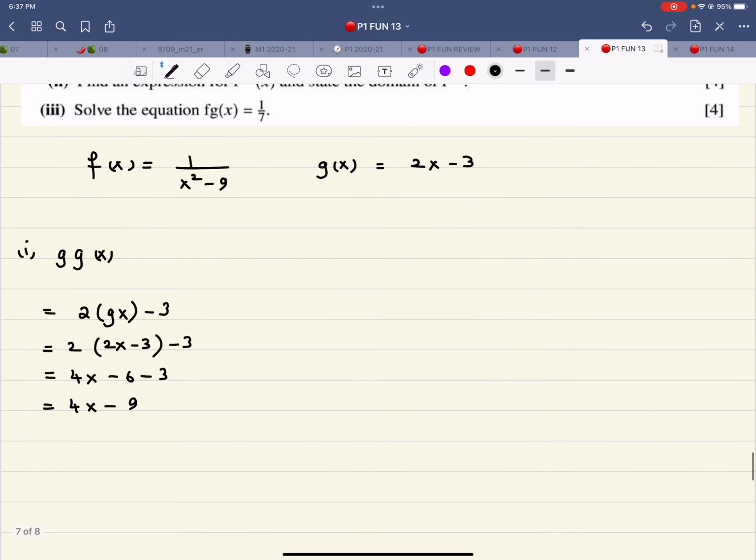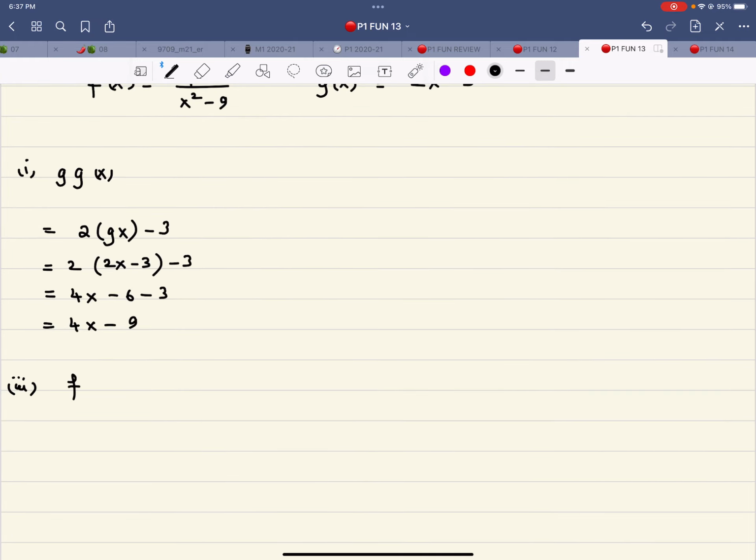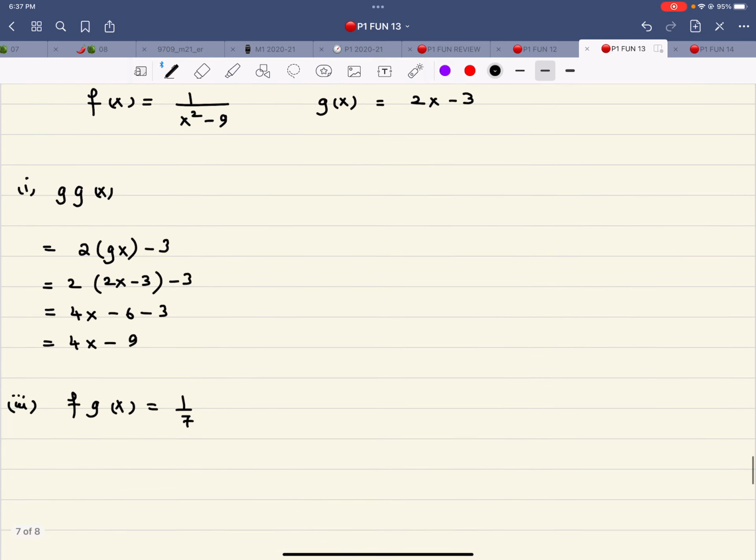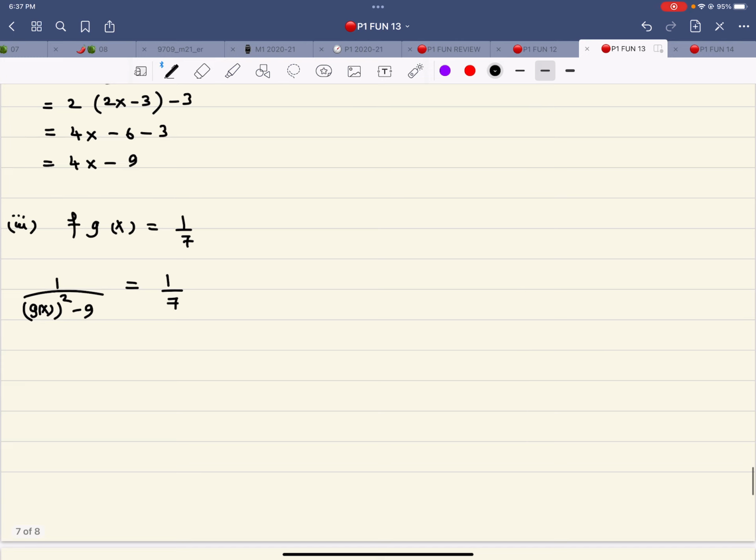Let's also do part 3. Part 3 is f(g(x)) is 1 over 7. Simple equation. So f(x) is 1 over x² − 9. Therefore, f(g(x)) is 1 over (g(x))² − 9, which is equal to 1/7. But g(x) is 2x − 3. So 1 over (2x − 3)² − 9 is 1/7. So in other words, (2x − 3)² − 9 is equal to 7. (2x − 3)² is 16.